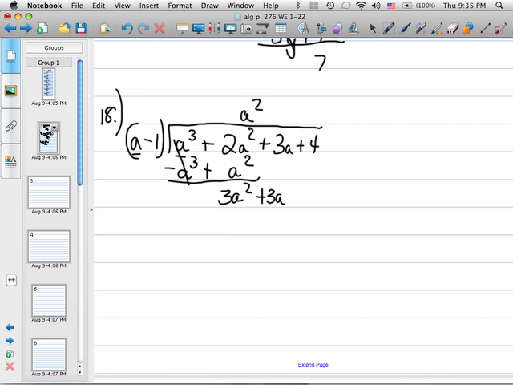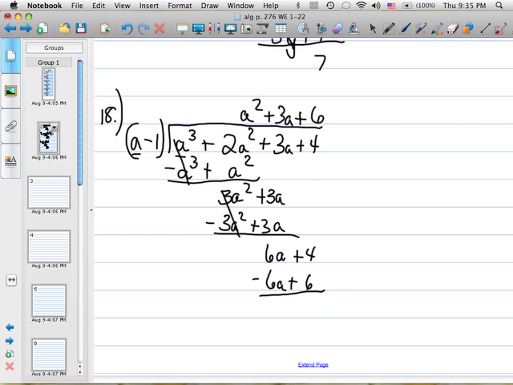Now we have 3a squared, bring down the plus 3a. To get a to be 3a squared, we need to multiply by a 3a. Multiply the binomial, we get 3a squared minus 3a. Subtract, change your signs. Now we have 6a, adding those terms, bring down the plus 4. To get a to be 6a, we need to multiply by a positive 6. Multiply the binomial, we get 6a minus 6. Subtract, change your signs, and we have a remainder of 10.